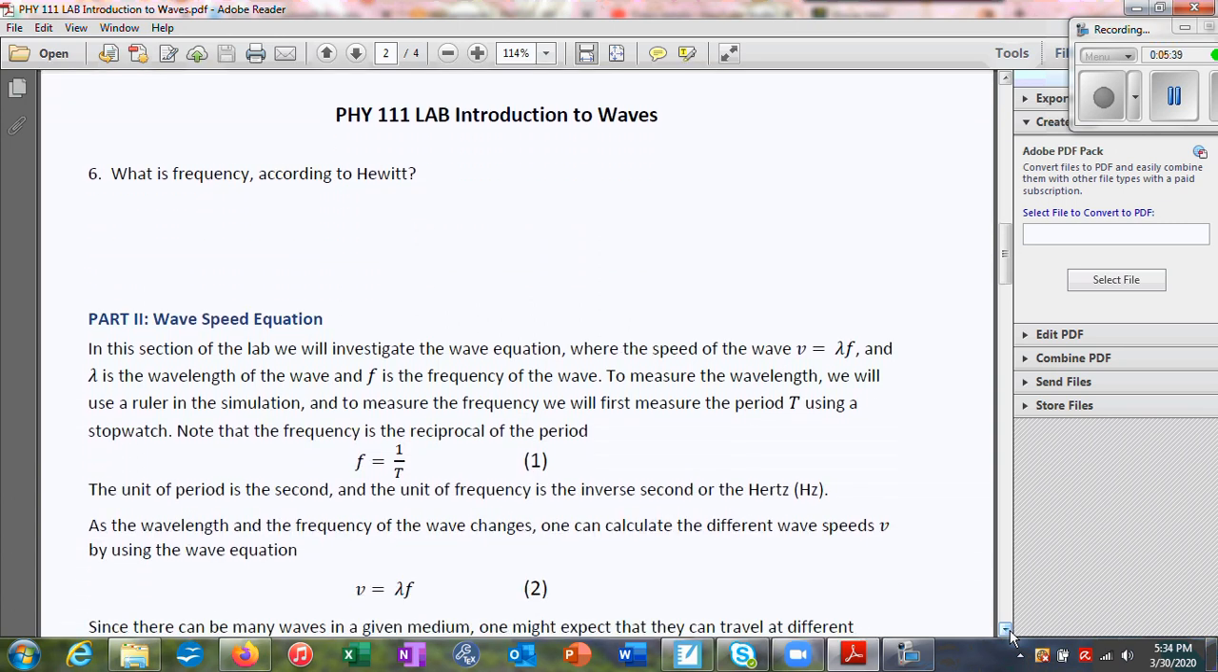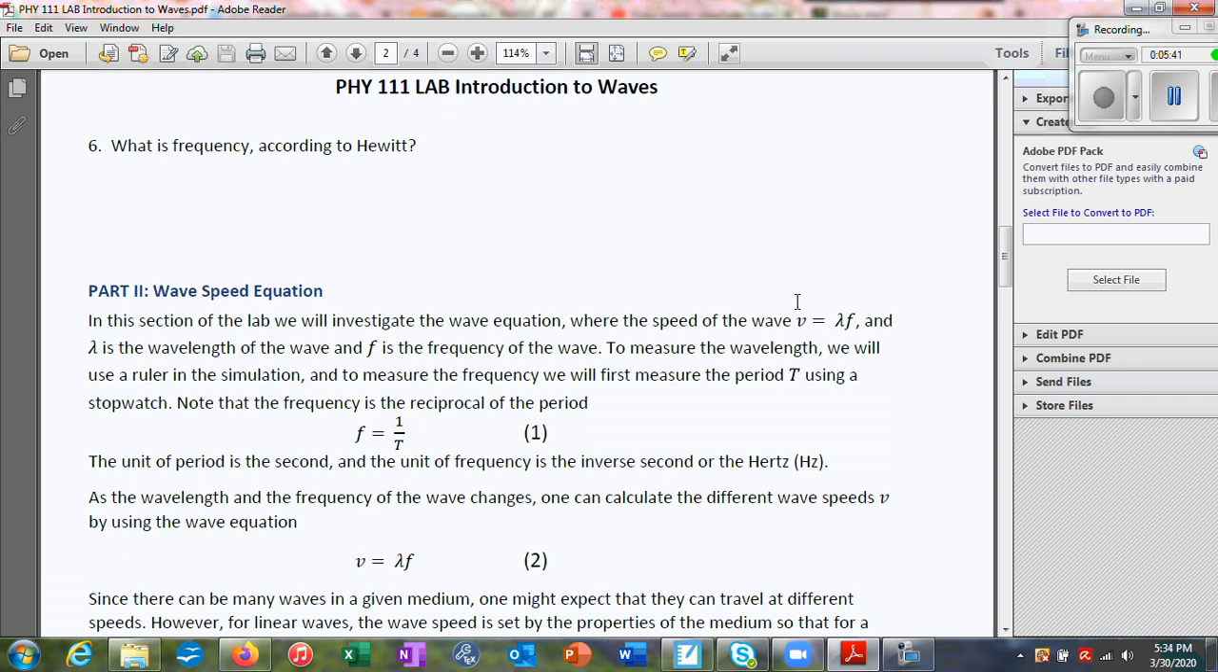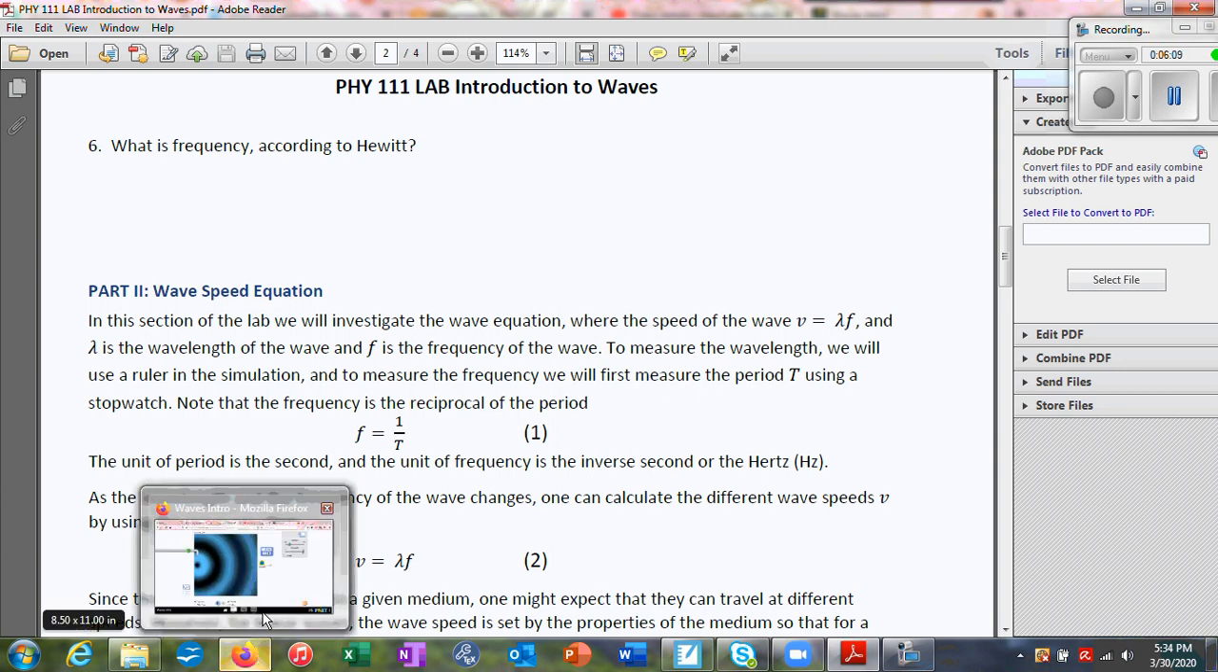So this is the wave speed equation that we have been over a couple times. Velocity is equal to lambda times frequency, and you know that lambda means the wavelength. And then f is the frequency of the wave. To measure the wavelength, you're going to use that ruler thing that I showed you. And to measure the frequency, you can measure the period with the stopwatch. So remember I showed you the stopwatch and I showed you the ruler. So let's look at those for just a second.